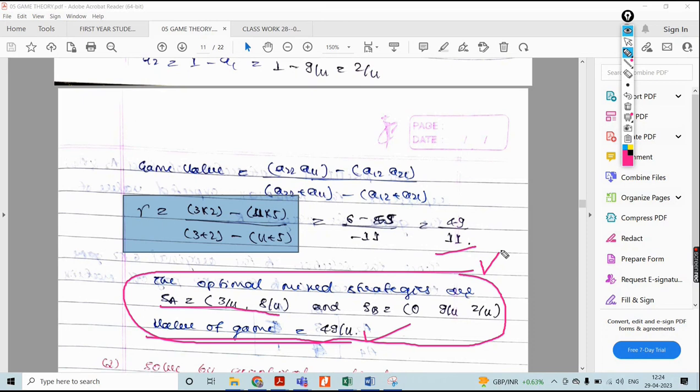Is this clear? Anybody having any doubt? If it is clear, raise your hand.